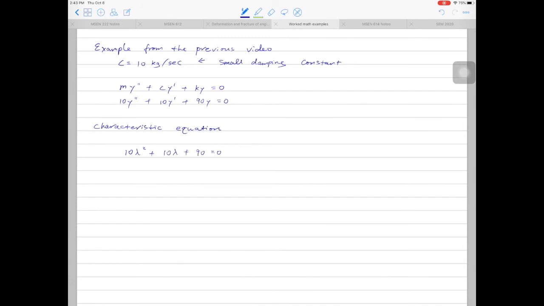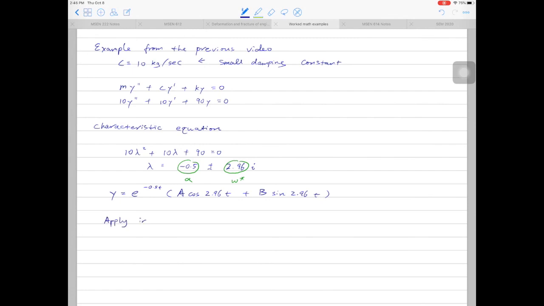Now it's a matter of solving for lambda. We get lambda equals minus 0.5 plus or minus 2.96i. From this, we know alpha is equal to 0.5 and beta is equal to 2.96i. So omega star is equal to 2.96. Based on this information, we can simply write down the equation that describes the oscillation.